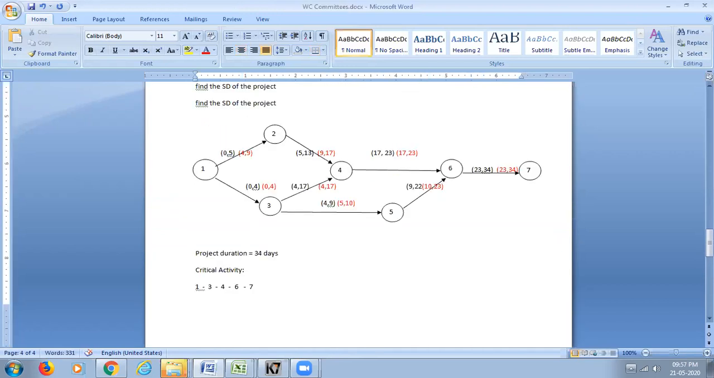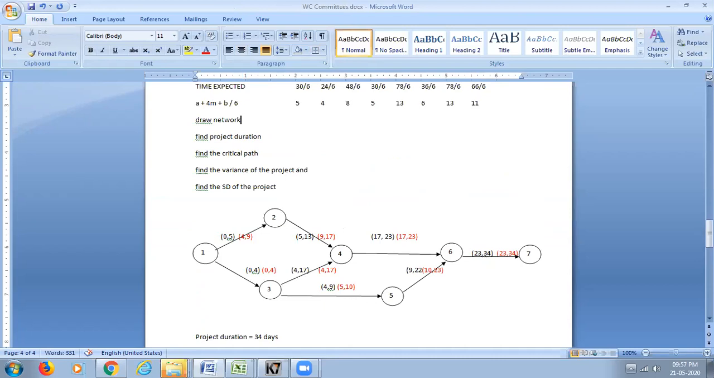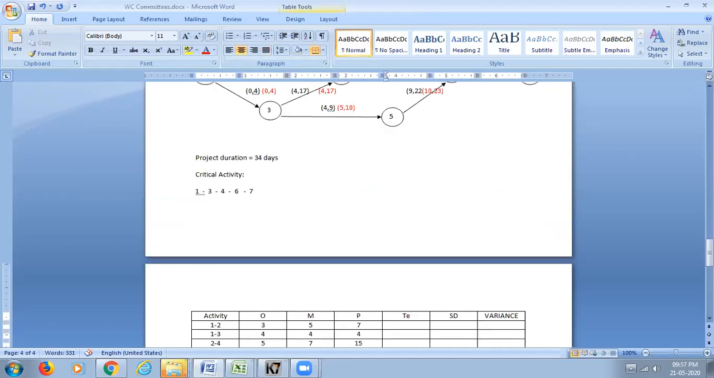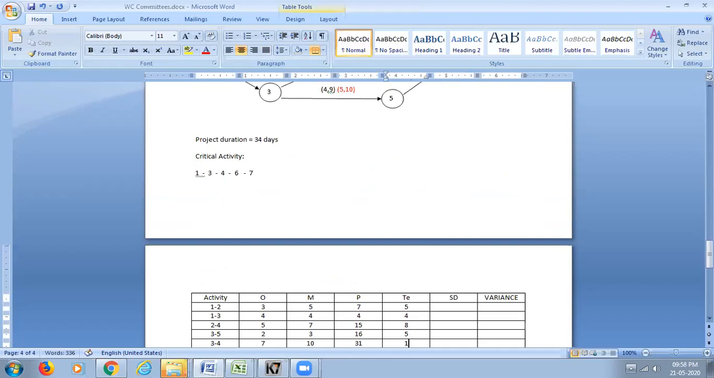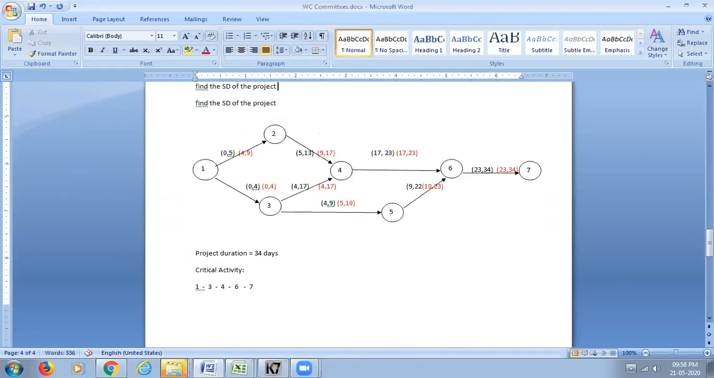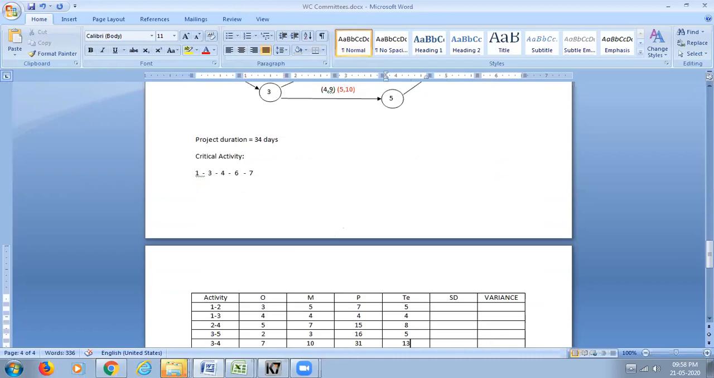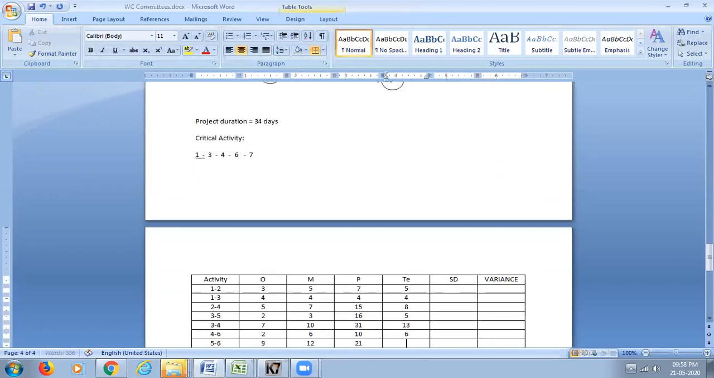You already know the time expected. You have already found it: 5, 4, 8, 5, 13, 6, 13, 11.